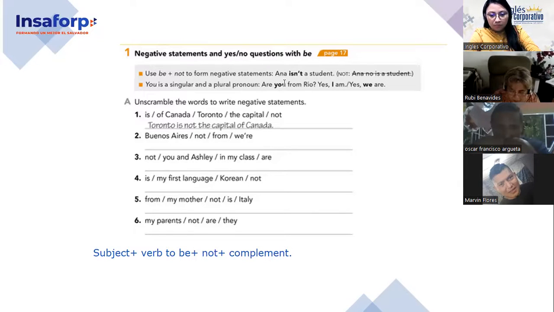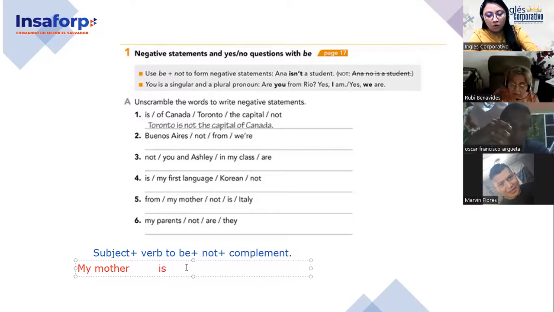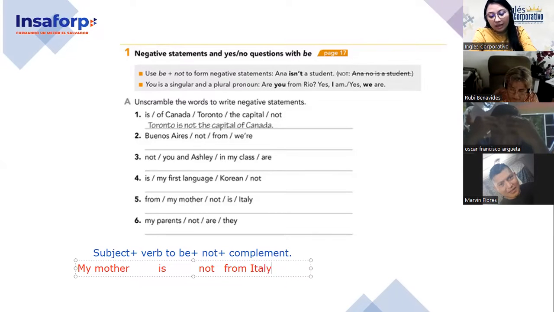Let me write an example. My parents, they are not my parents. Pongamos esta. My mother is going to be the subject. And after that, I need the correct form of the verb to be. In this case, is. My mother is not, because this is a negative statement. And the complement, I can have from Italy. And now I have a negative statement.